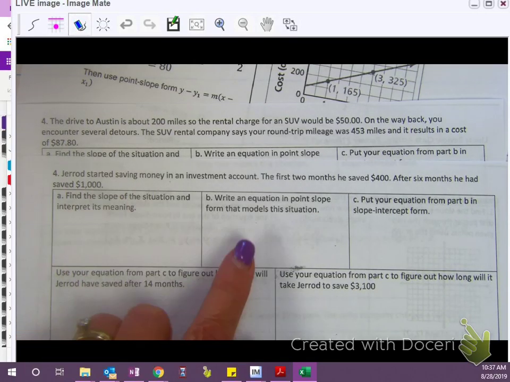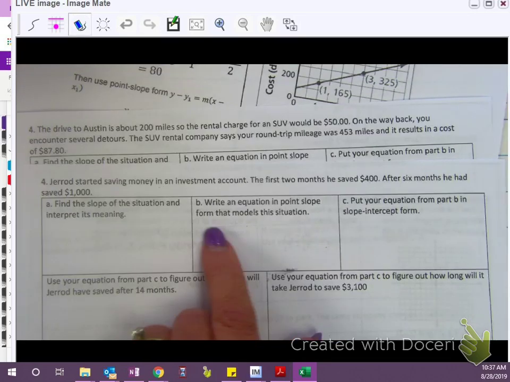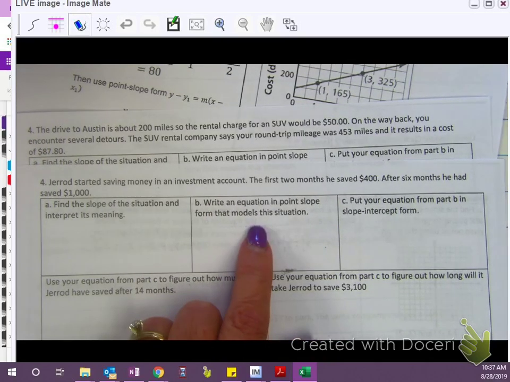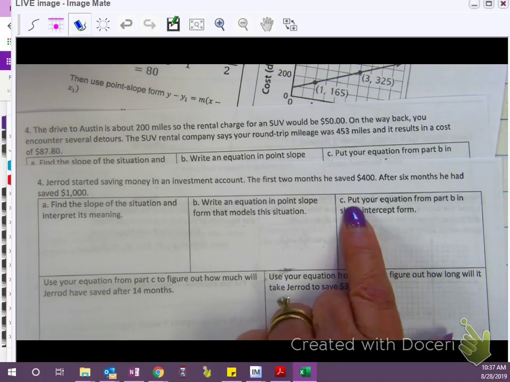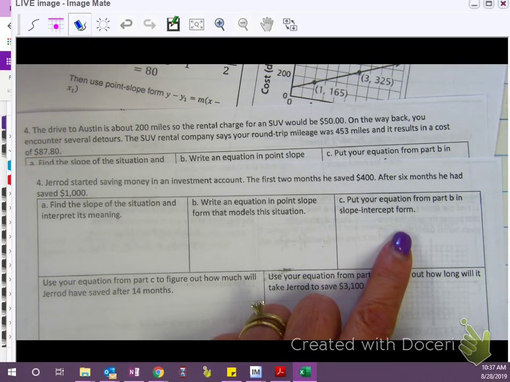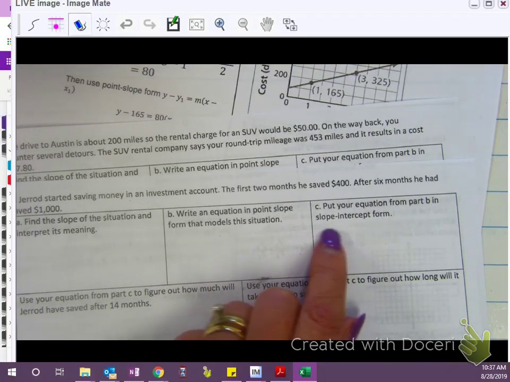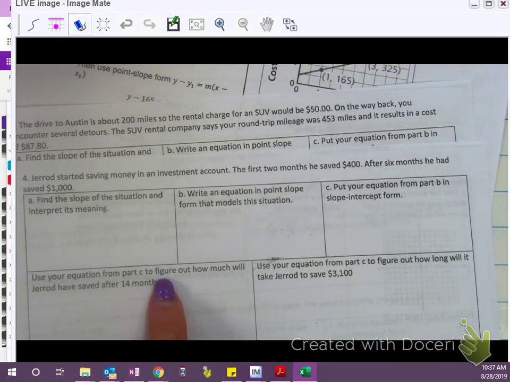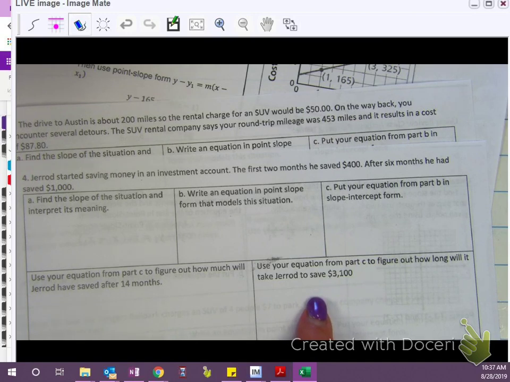Write the equation in point-slope form. So this is the same work that you're doing on the front, but with a real world problem. Then put it into slope-intercept form. So you're going to distribute the slope and then take the y2 value over. Then use your equation for part C to find out how much he saved after 14 months. And then find out how long it will take him to save $3,100.